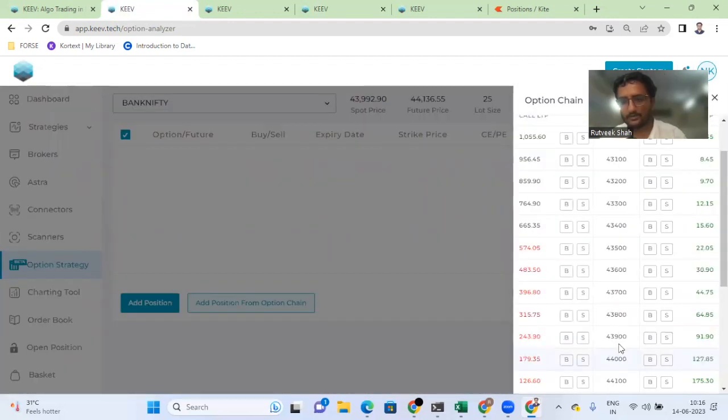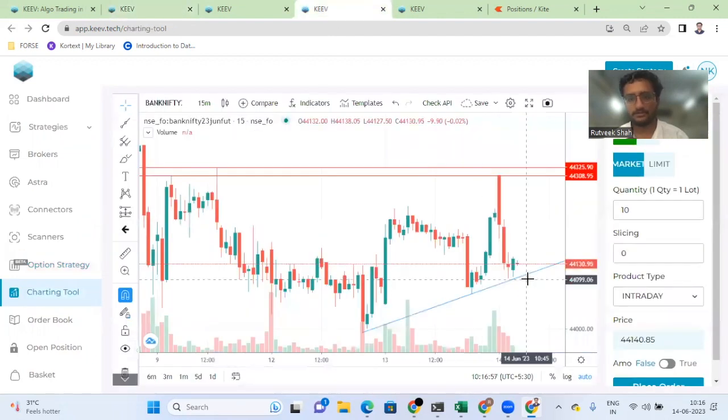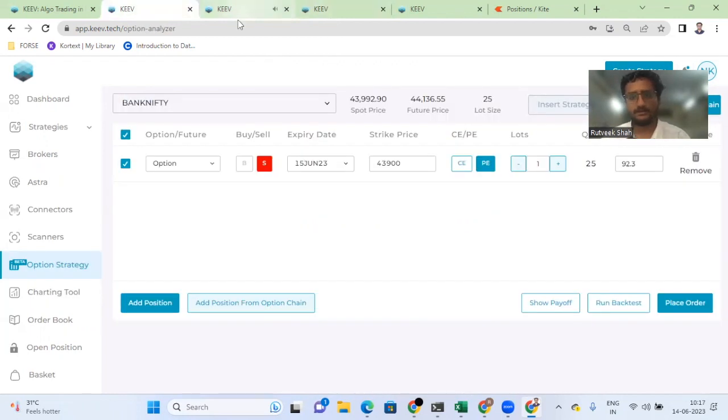As you can see that the 43,900 is currently trading around 91. So we can have a sell position. And it is important to note that our stop loss will also be very small in Bank Nifty. Our stop loss will be below the daily low. That is approximately 44,100 of the future charts. Let's see the Nifty chart.